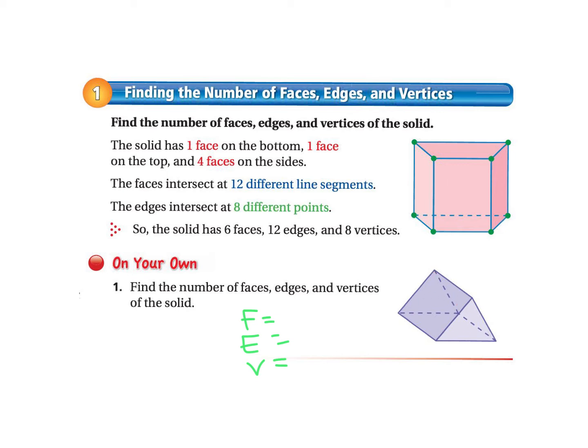So there's 5 faces, and then the edges, 1, 2, 3, 4, 5, 6, 7, 8, 9. And notice that by drawing right on the shape, it helps make sure you count all of them. And then vertices, 1, 2, 3, 4, 5, and then that one in the back corner, 6. So 5 faces, 9 edges, and 6 vertices.